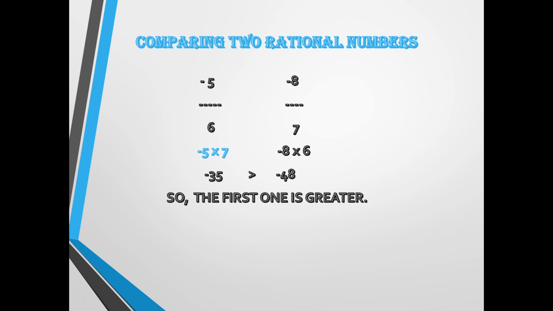In this way, this is cross multiplication, and by cross multiplication we can find which one is greater and which one is smaller.